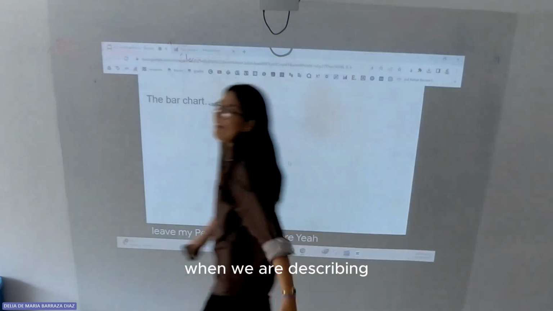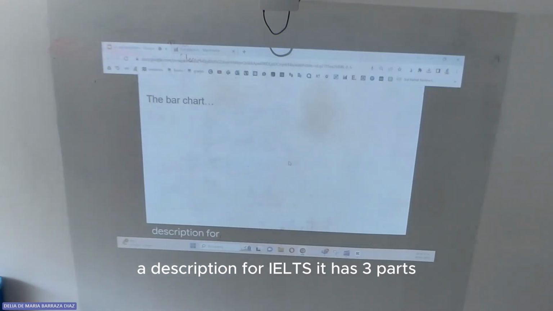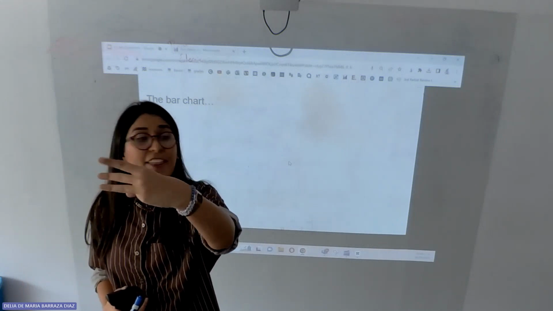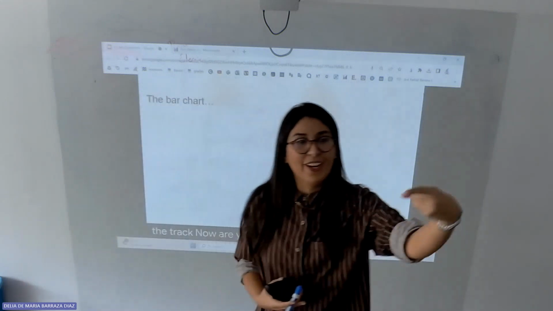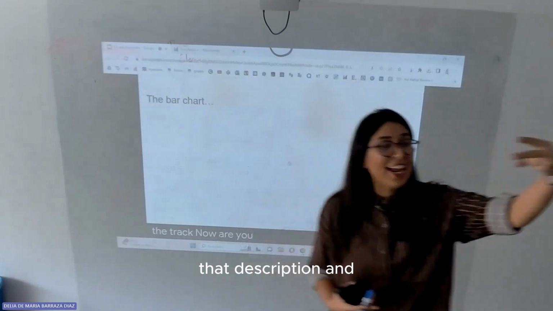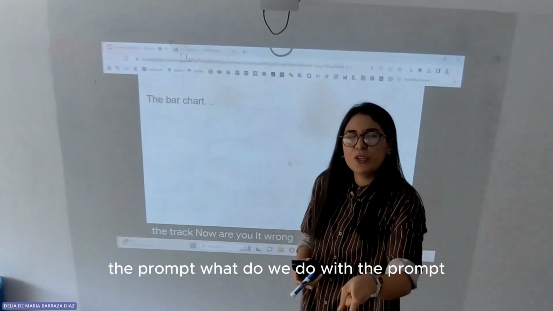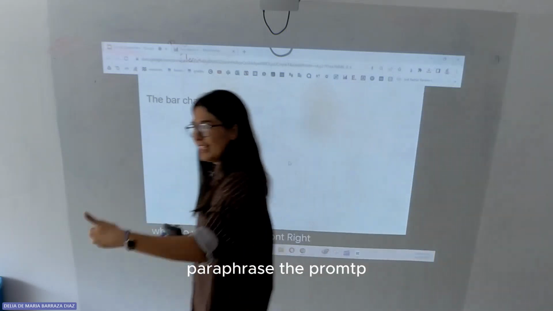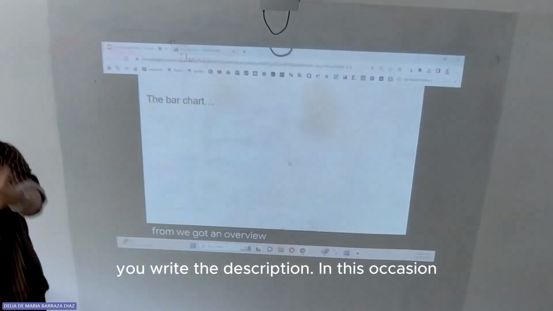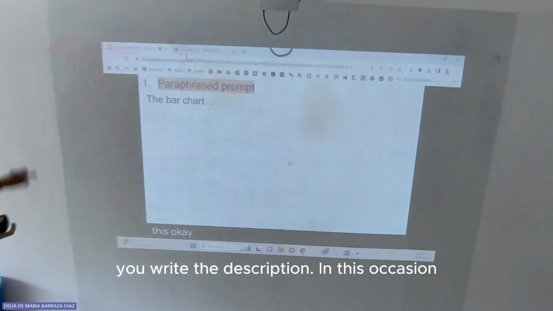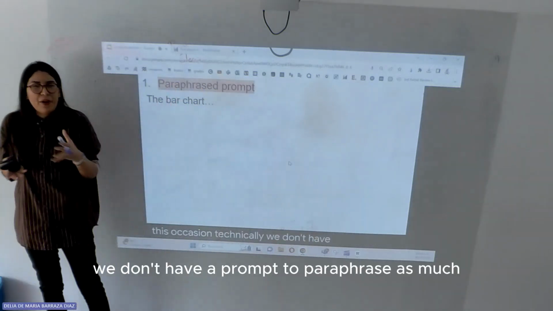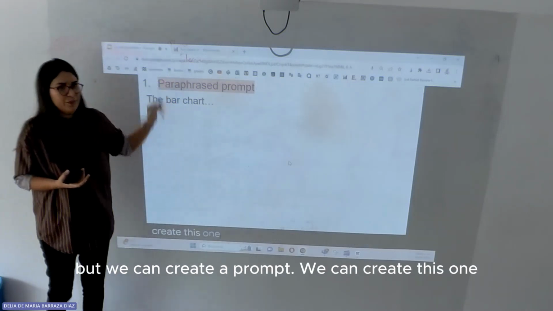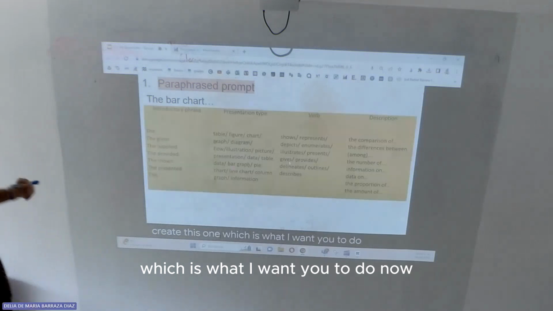When we are describing, a description for IELTS has 3 parts. Do you remember which ones? The overview. The overview. The description and the paraphrase from the prompt. What do we do with the prompt? Paraphrase. There it is. We paraphrase the prompt. We give an overview. You write the description. On this occasion, technically, we don't have a prompt to paraphrase as much, but we can create a prompt. We can create this part, which is what I want you to do.